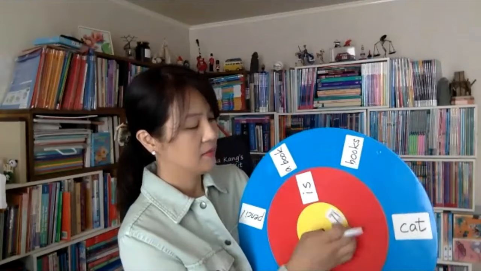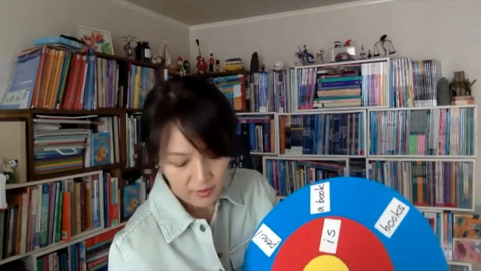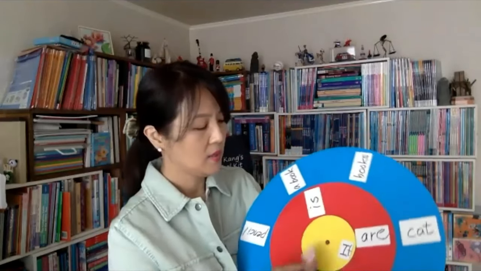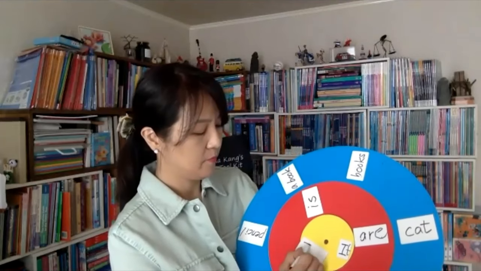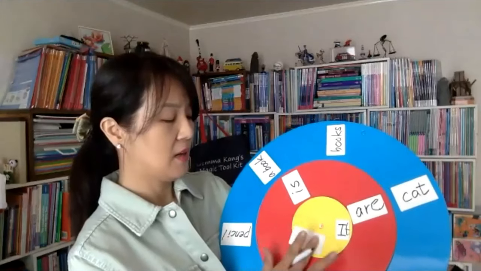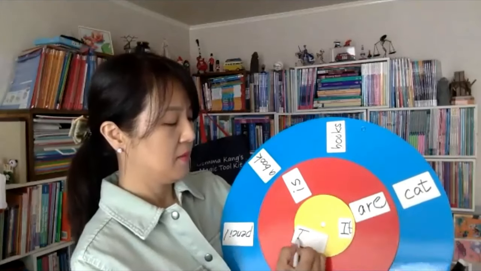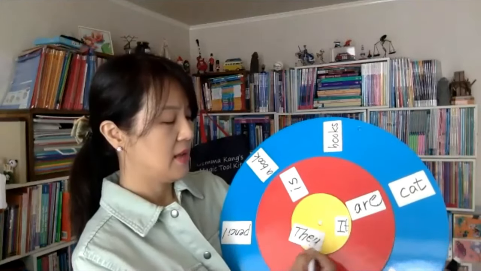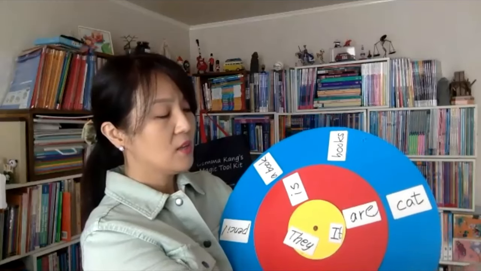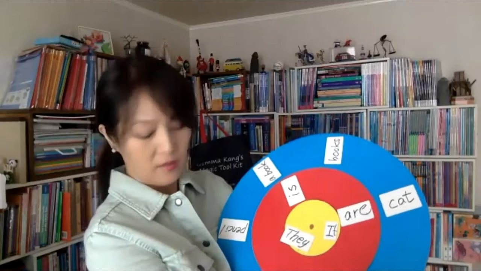Can you see it? And, oh, I'm sorry. We need an R, and we need "it" and "they." So we can write and read very easily, right? I can read very easily. And then, can you see the words here?